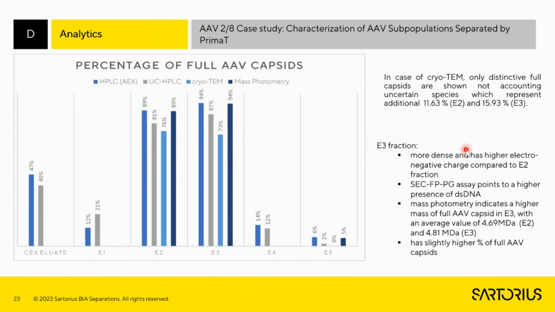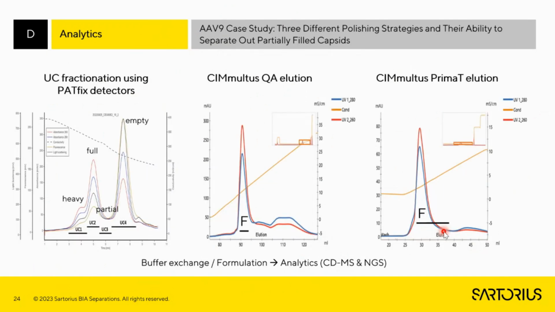So what was really the knowledge taken from here? The E3 fraction, which could be separated by Prima T, is denser and also more electronegative compared to the E2. SEC PicoGreen shows a higher presence of double-stranded DNA. Also, it has a slightly higher mass, and also a slightly higher percentage of the full capsids.